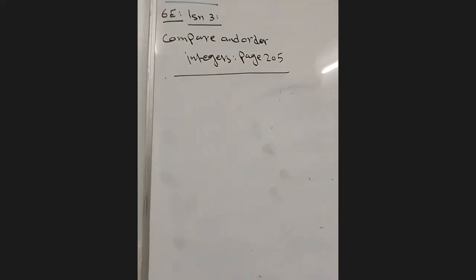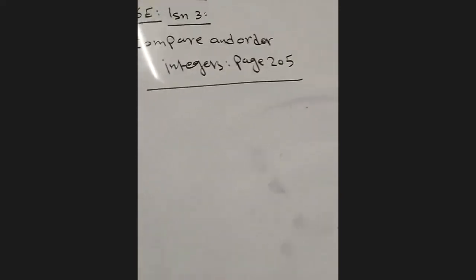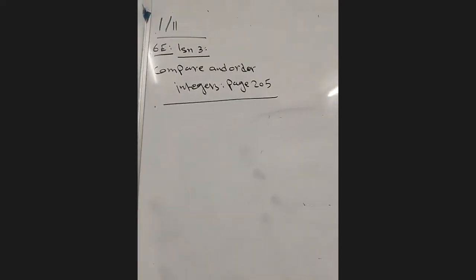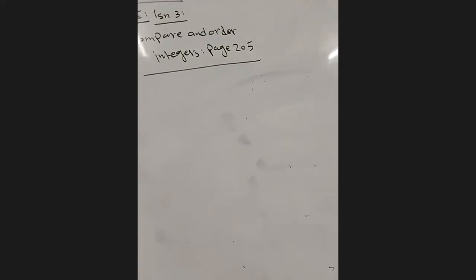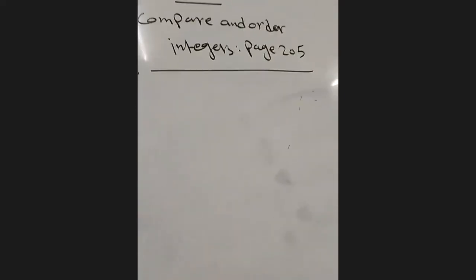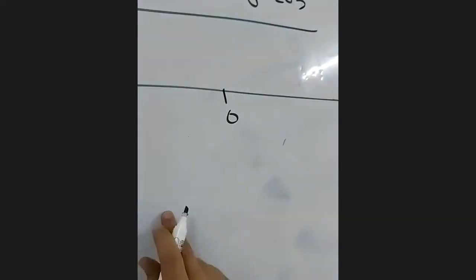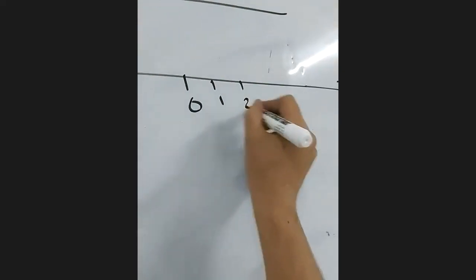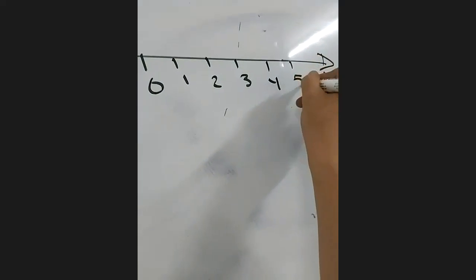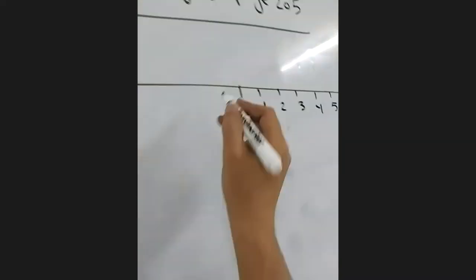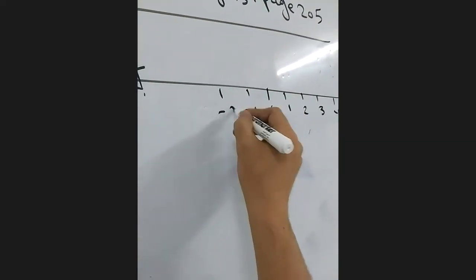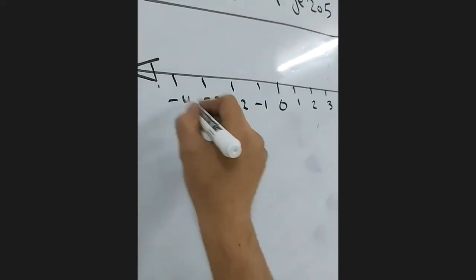Okay, guys, we are on page 205, compare and order integers. Open your book and just focus with me here. Now, guys, we know the number line. The number line has 0 in the middle, here positive 1, 2, 3, 4, 5, 6, and go on. And here negative 1, negative 2, negative 3, negative 4, negative 5, and go on.